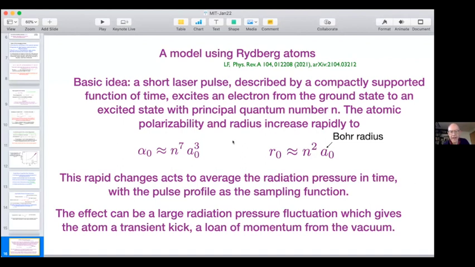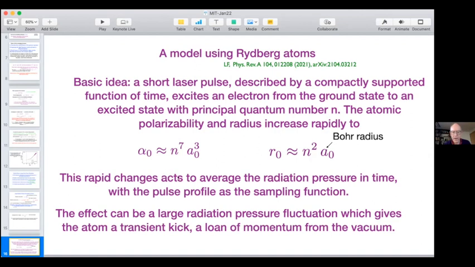And when you do that, both the polarizability increases as the seventh power of n, where A0 is the Bohr radius. So this A0 cubed is approximately the polarizability of the atom in its ground state. And the radius also increases as n squared. So both the size and especially the polarizability increase dramatically. But what's especially important is the increase in the polarizability.